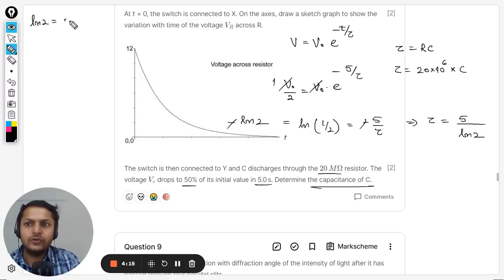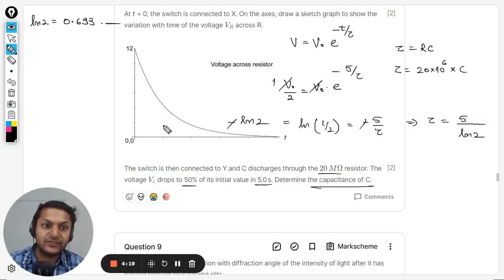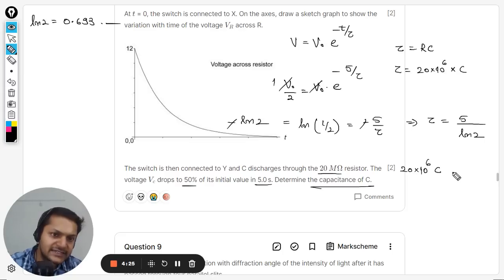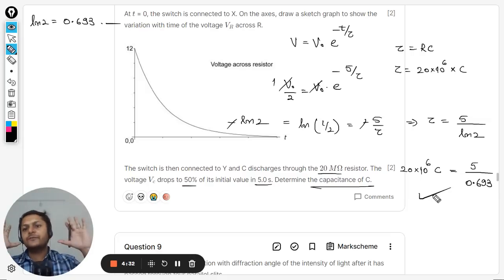Well, the ln 2 value you can find from the calculator, but I remember it. It is equal to 0.693. We can plug this value here. So this tau is equal to 20 into 10 to the power 6 times C, which is equal to 5 divided by 0.693. And accordingly, from this equation, we can find the value of the capacitance. So this is how we do this question, my dear student. Calculation, again, I'm not doing it.